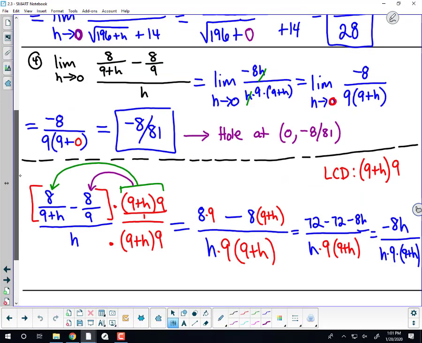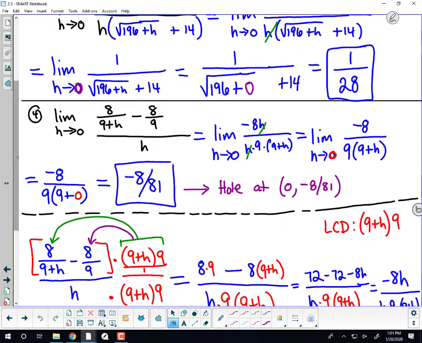The last example we looked at here was example 4. So we're simplifying this complex fraction. What we did was multiply on the bottom, below the dotted line, through by the lowest common denominator to clear those fractions. We stated there was a hole at 0 because that's what h was approaching, our independent variable approaching 0, and then the y value approaching negative 8 over 81.